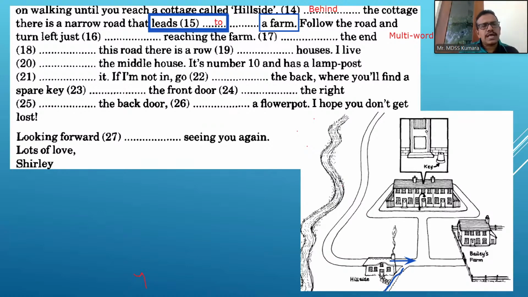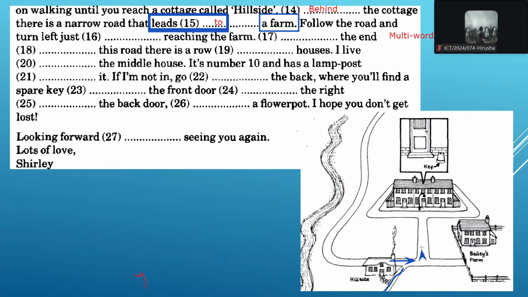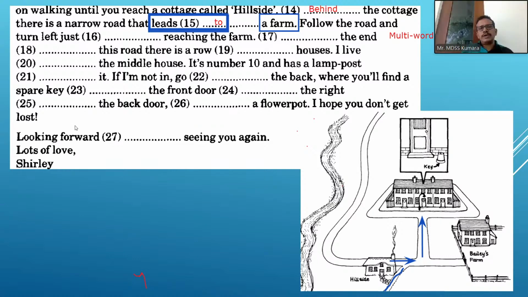Behind the cottage there's a narrow road that leads to a farm. Follow the road and turn left just blank reaching the farm. Turn, yes, just before reaching the farm. ගොවිපලට ළඟා වෙන්න පොඩ්ඩකට කලින් වමට හැරෙන්න. Turn left just before reaching the farm.